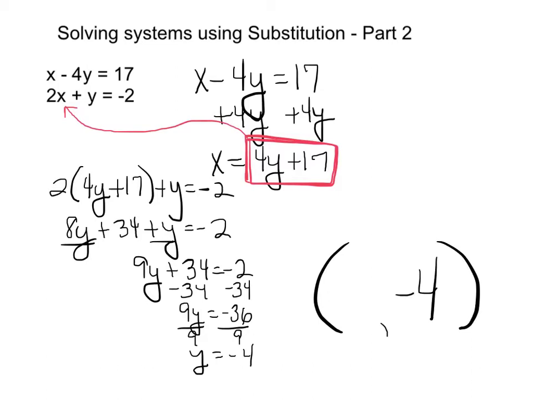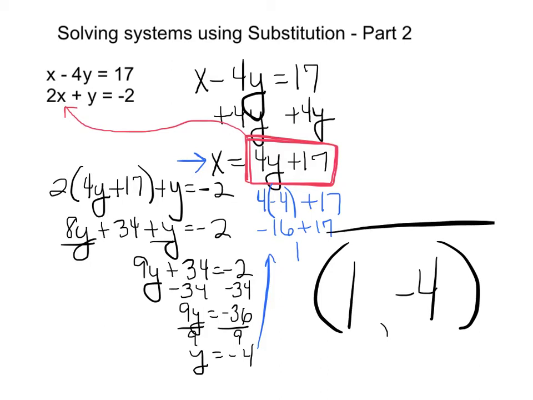To find my x value, here's my x right here. x equals 4y plus 17. So I want to take the y that I got from down here, plug it in, so I get 4 times negative 4 plus 17. Don't mind the bell. So 4 times negative 4 is negative 16 plus 17. 17 minus 16 is 1. Therefore, I get an x value of 1. And my answer is (1, negative 4).